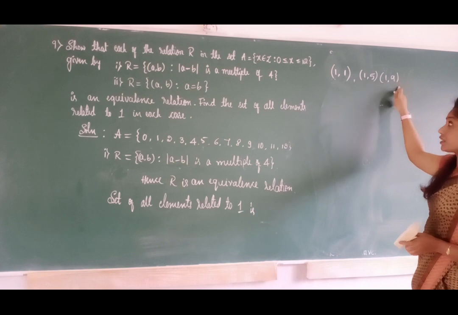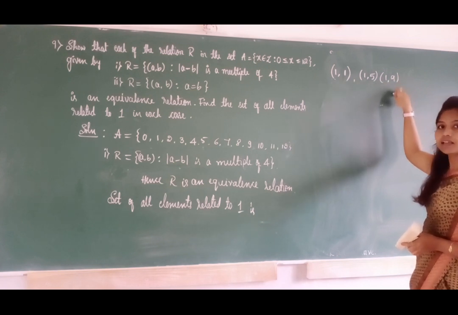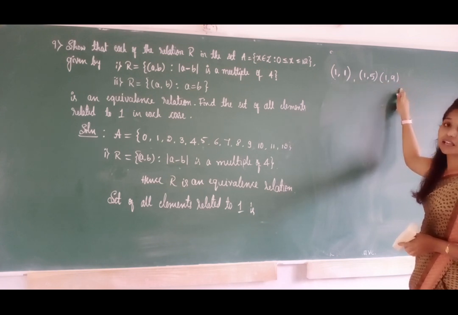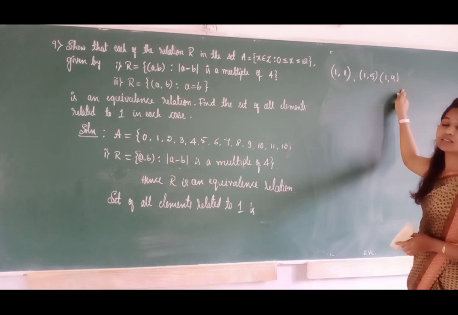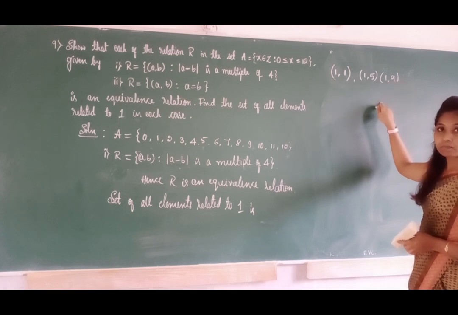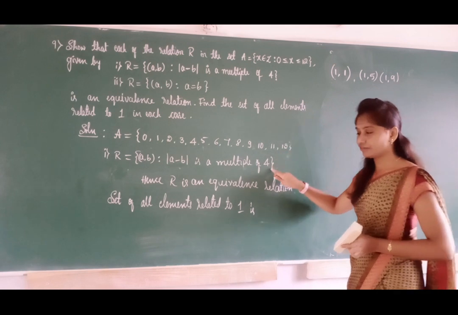1 minus 9, modulus of 1 minus 9 is minus 8. Modulus of minus 8 implies plus 8. Plus 8 is a multiple of 4.